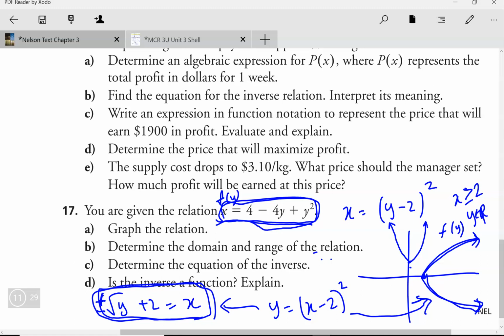Determine the equation of the inverse. This is the equation of the inverse, and it is a function because this is actually just a fancy way of representing y equals x squared, or this function, and this is essentially my inverse function, and so that's that. So yeah, that was kind of confusing.